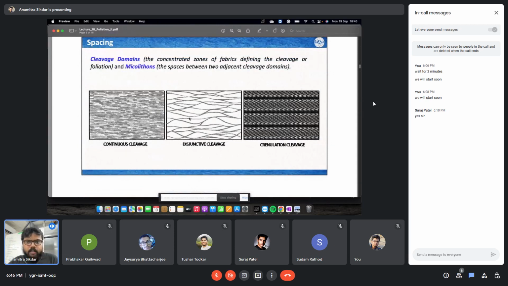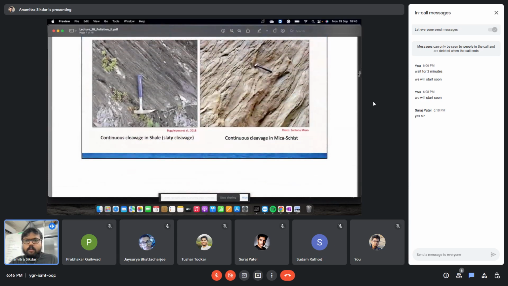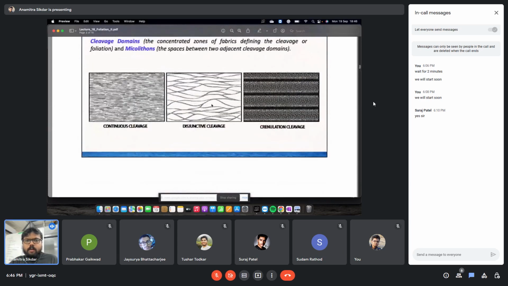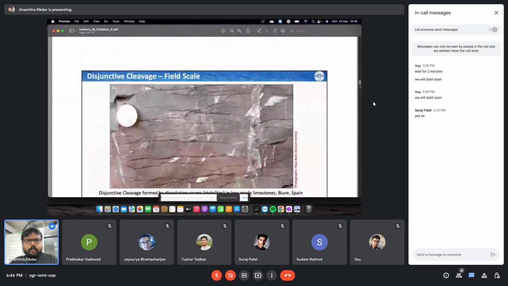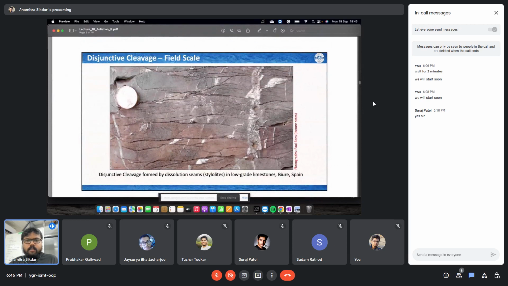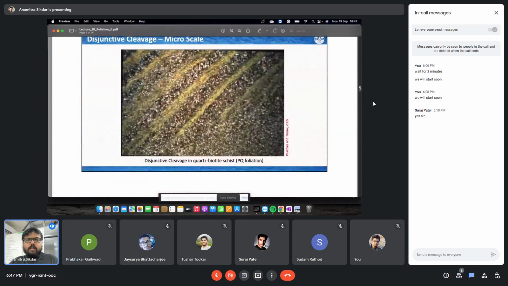You are asking about the anastomosing cleavage, right? So this is one disjunctive anastomosing cleavage. Can you see the pattern? Yes, sir. The spaces between them are called microlithons, as it is written here. These things are pretty easy to go through, I think. So in a field scale, you are seeing this disjunctive cleavage, with microlithons in between. In the microlithons, the rock is more or less homogeneous. In micro scale also you can see the disjunctive cleavages.